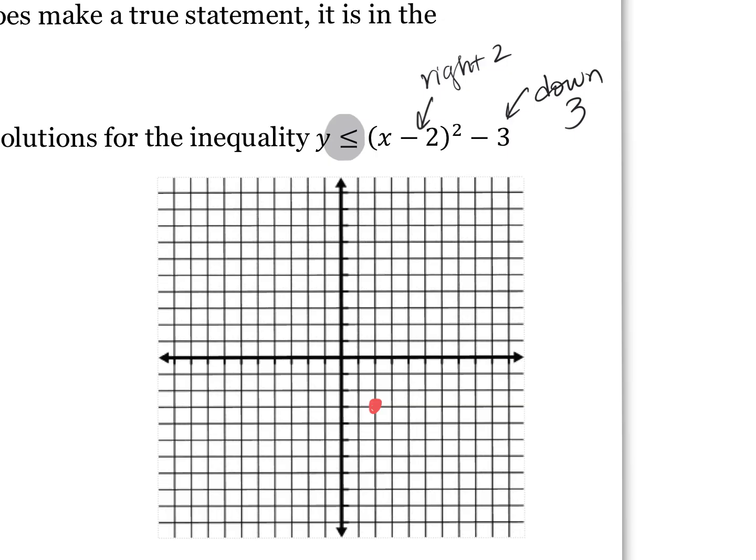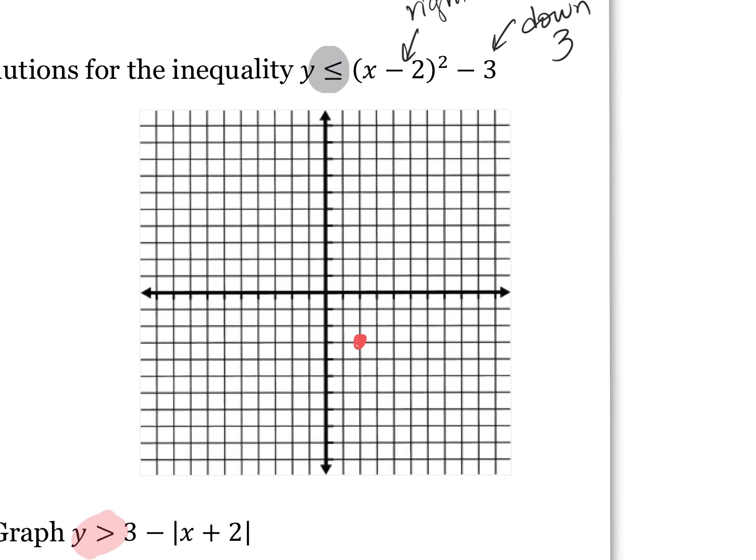Then, all we have to graph is an x squared from this origin. What is 1 squared? 1. So I'm going to go right 1 and I'm going to go up 1. What's 2 squared? 4. So I'm going to go right 2 and then up 4. What's 3 squared? 9. 5, 6, 7, 8, 9.